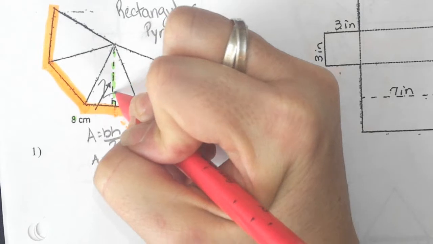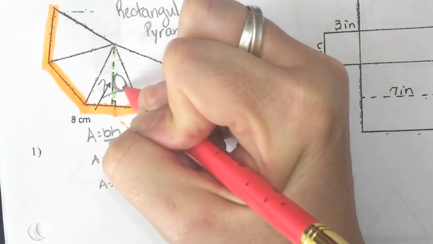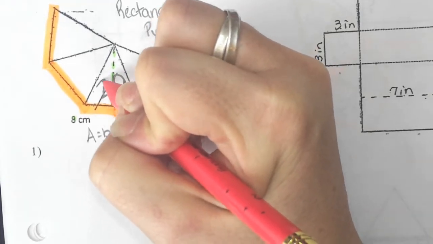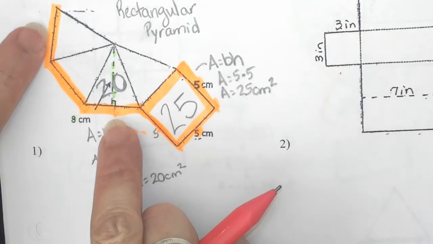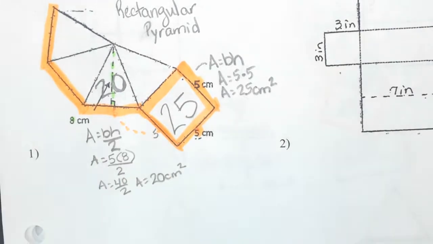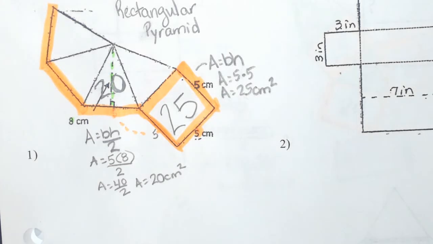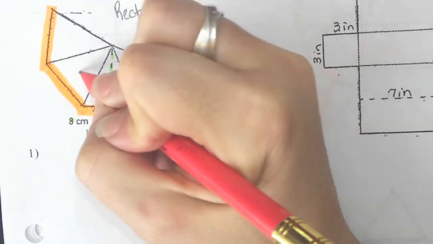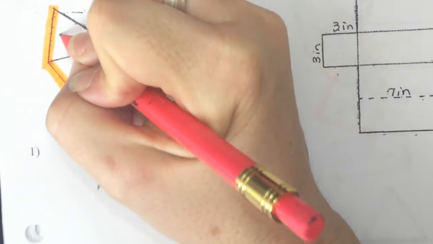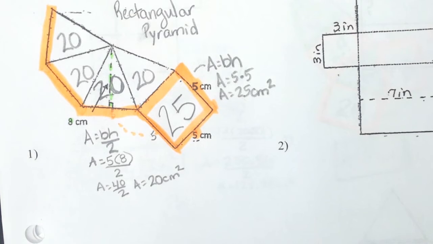Do you think all the triangles are the same? Yes. The only reason I'm allowed to say yes is they would all have the same base of 5. And because they would all come to a point in a pyramid, they would all have the same height because they're all going to that same point in the middle. Okay? So all of them are 20. Luckily, I don't have to work it out again. I can just fill in the other numbers.